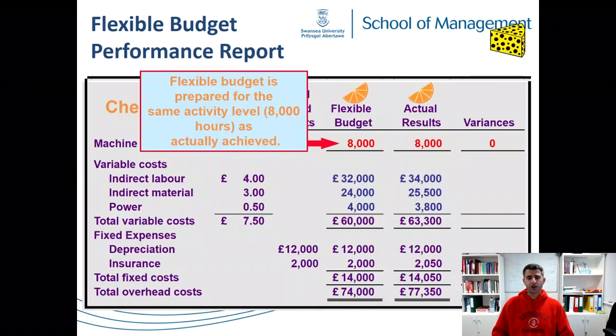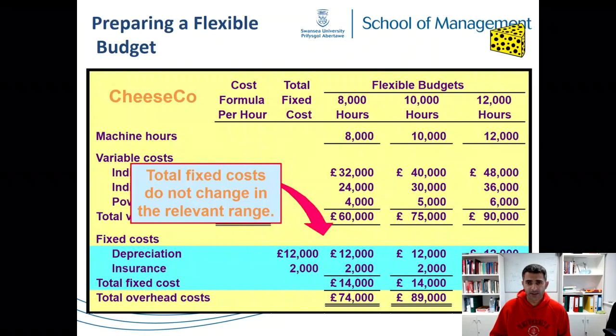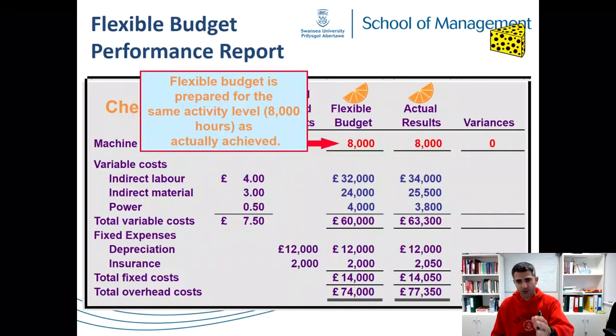Right, here we go. So now we know that the actual level of activities is 8,000 hours. In this case, what we need to do is take this 8,000 hours column, the 74,000, the total overhead cost, and put it here. So here we go. 74,000 is the flexible budget, right?